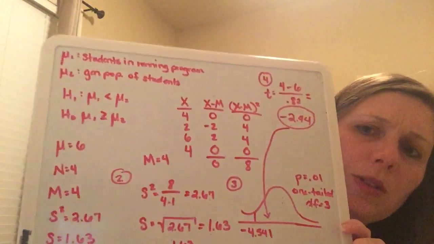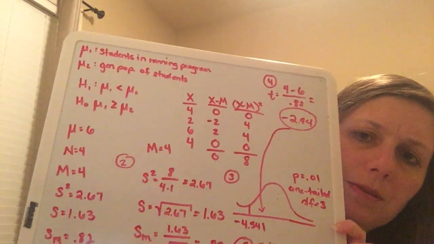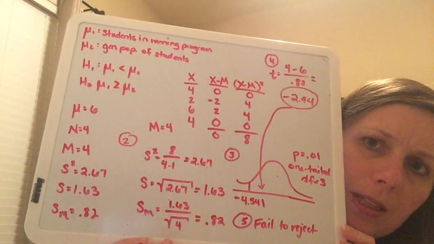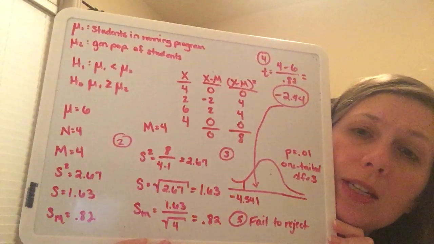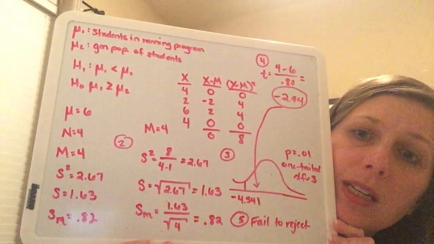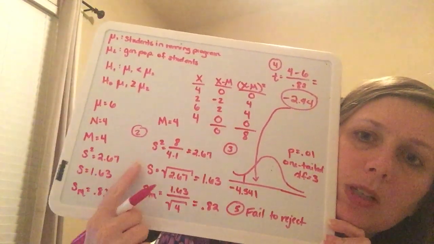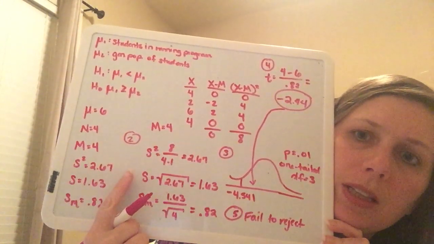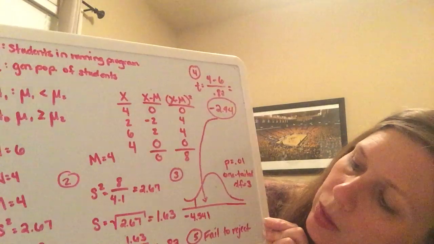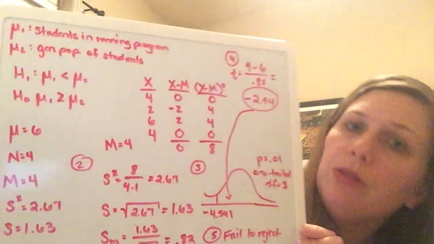Okay, the only thing I don't have on here is the effect size. No idea where I'm going to put that. Remember, the effect size is going to look just like the t formula, except you're dividing by the standard deviation, and not the standard error. So you're dividing by the 1.63 instead of the 0.82. All right, let's see if I can find a place to put it on here. I'm going to put it over here.